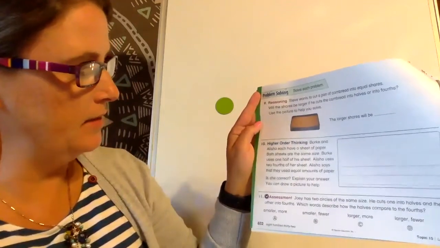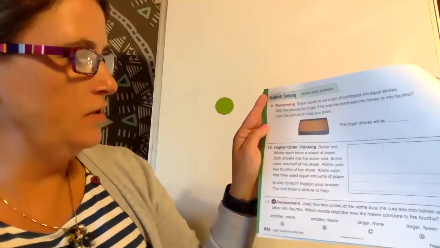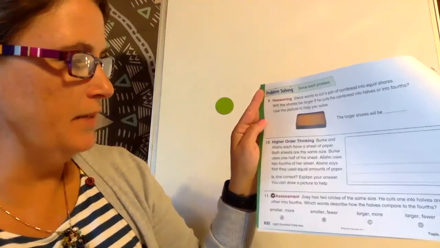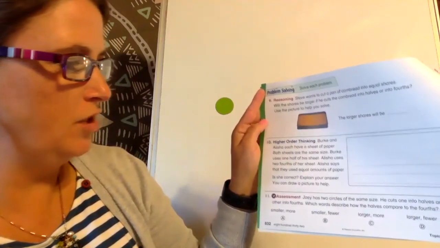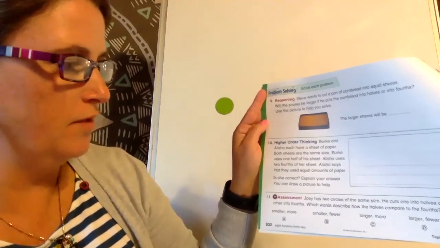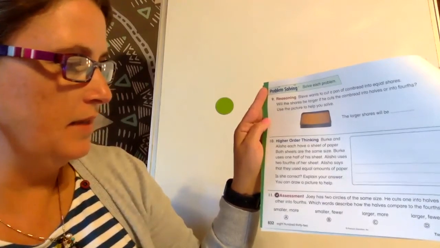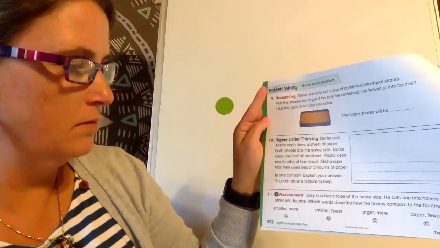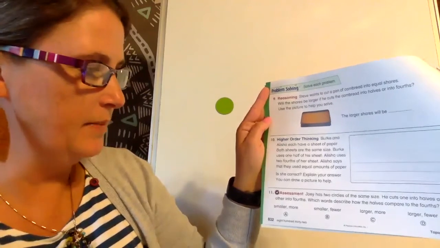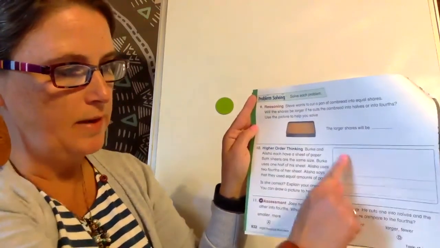And then number 10, Burke and Alicia each have a sheet of paper. Both sheets are the same size. Burke uses 1/2 of his sheet. Alicia uses 2/4 of her sheet. Alicia says that they use equal amounts of paper. Is she correct? Explain your answer, and you can draw a picture in this white space up here to help you.